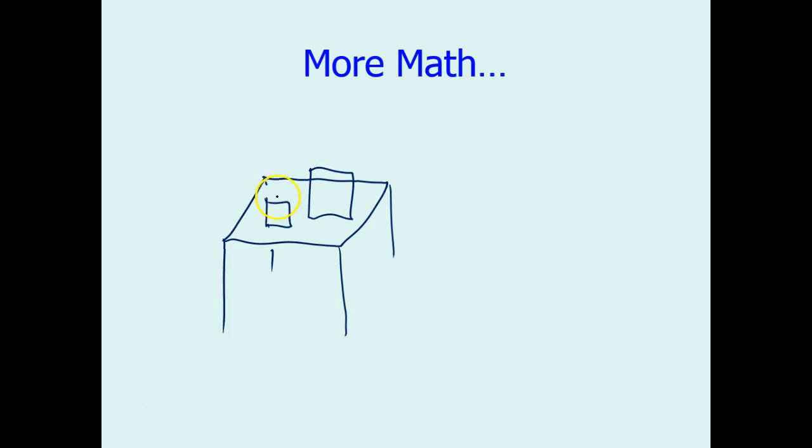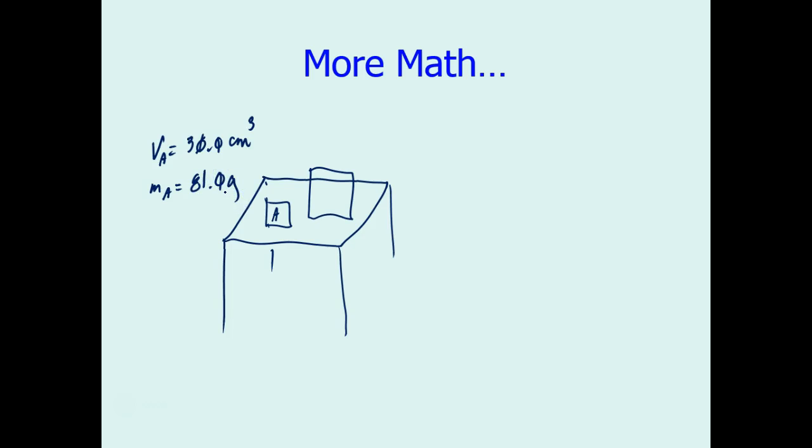Block A has a volume, so I'm going to call it VA, of 30.0 cubic centimeters. Good measurement for volume. And it has a mass, so the mass for block A is 81 grams.